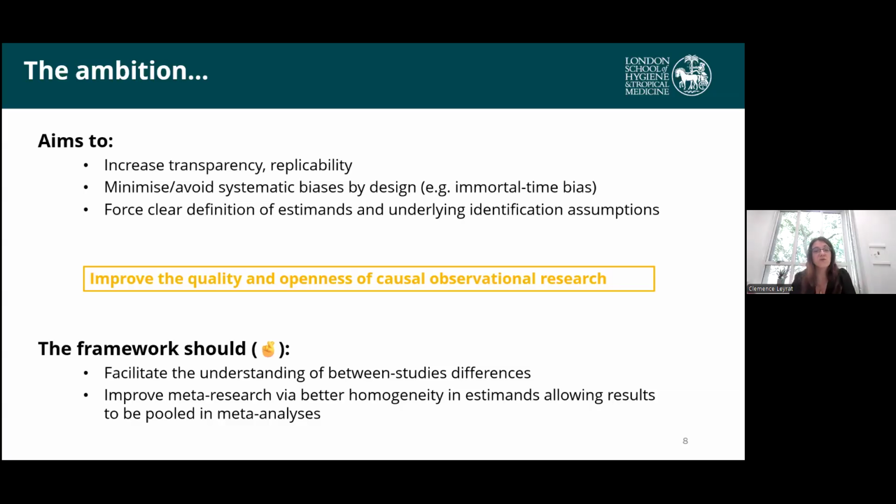If people describe exactly what they are doing, then if the results of studies on the same topic are different, we'll be able to maybe understand why. And hopefully in the future as well, it will help for meta-research because we'll have better homogeneity in estimates. It means that we will be able to pool the results for meta-analysis.